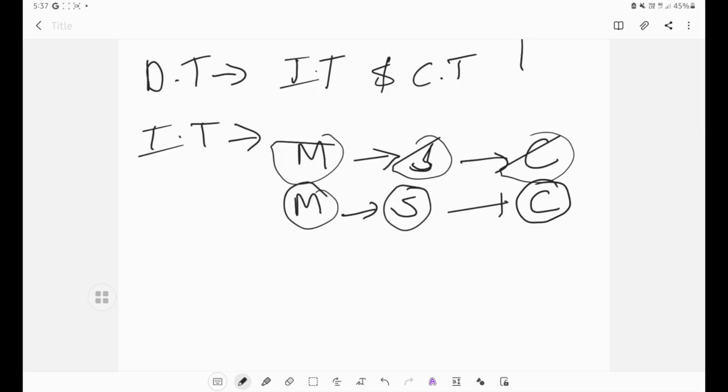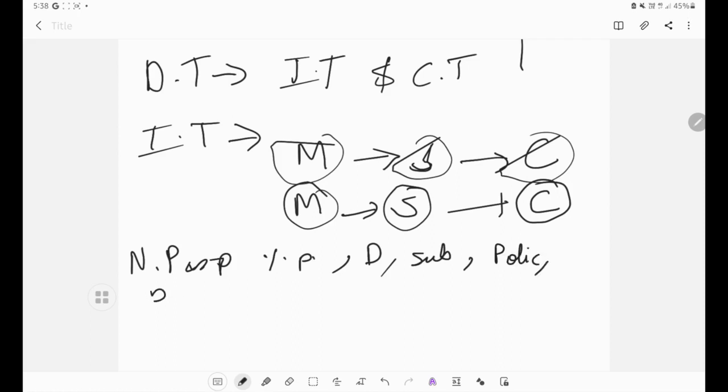Then let's go ahead to non-plan expenditures. Non-plan expenditures are interest payments, defense, subsidies, then expenditure on police, pension, and then loans to the states and loans to MSME, small and medium enterprises.